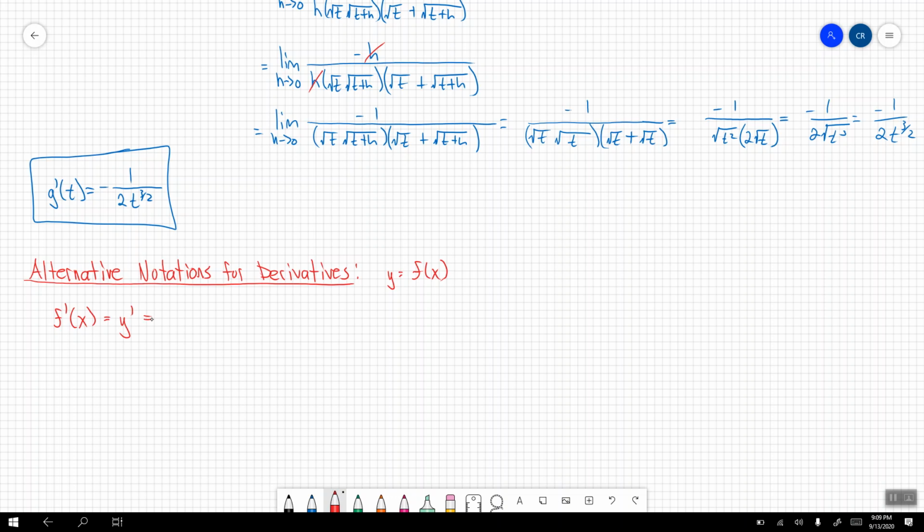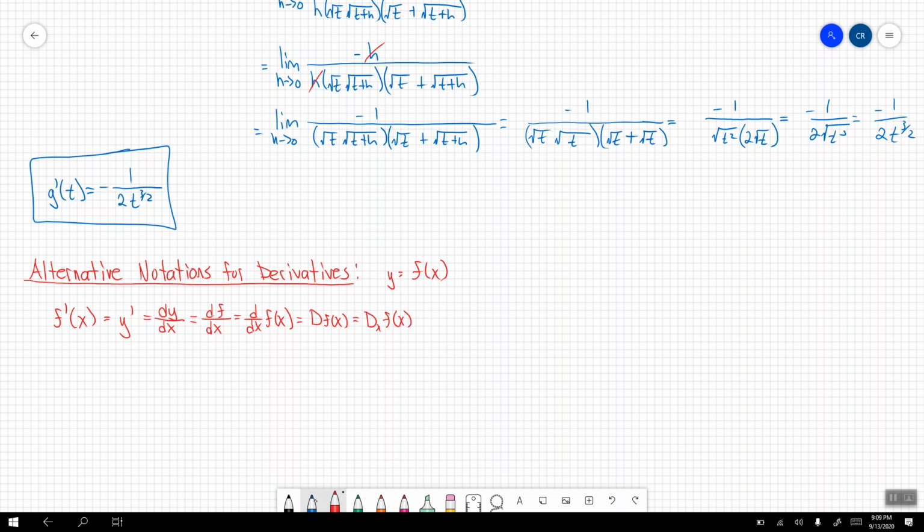This is also going to be equal to the derivative of the function y with respect to x, also equivalent to the derivative of the function f with respect to x. We can write this as the derivative with respect to x for the function f of x. We can write it as the derivative, capital D, of f of x. Or we can write it as the derivative with respect to x for our function f of x.